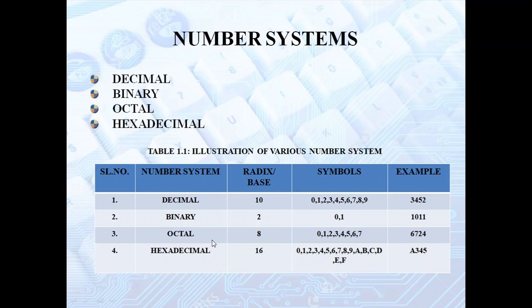The octal number system has the base 8 and the symbols present in the octal number system are 0 to 7. For example, 6724 is an octal number. Hexadecimal number system: it has base 16 with 16 characters, 0 to 9 and A to F. For example, A345 is a hexadecimal number.